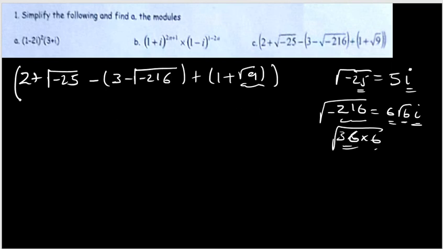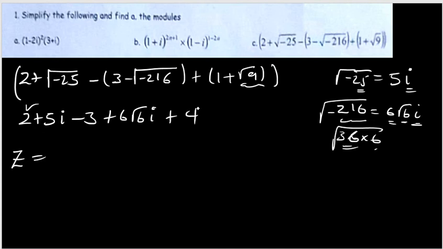Now it's going to be 2 plus 5i minus 3, this negative will be distributed, and the negative will be plus 6 radical 6i plus 4. Then the z will be, when you collect, 2 plus 4 will be 6, 6 minus 3 will be just 3. This is the real part. Plus the imaginaries are 5i and 6 radical 6i. So I can write them together, 5 plus 6 radical 6, the whole i. This is a complex number, or the simplest form.